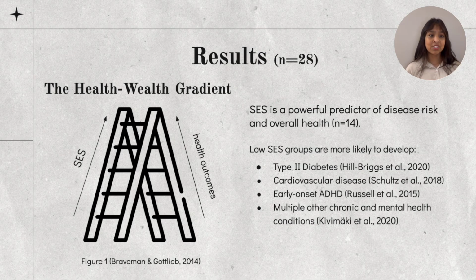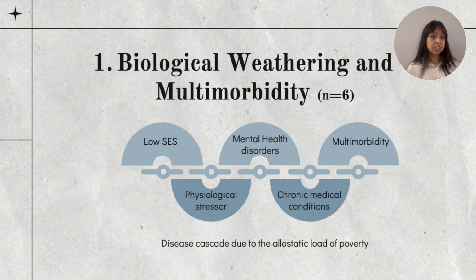Studies from the United States, Japan, India, and China show that lower income adults experience more disability, functional decline, and barriers to care. Across countries, factors such as cost, insurance coverage, education, and geographic access all influenced health outcomes and healthcare access. The first major theme that we identified was biological weathering and multimorbidity. Low socioeconomic status acts as a long-term physiological stressor.